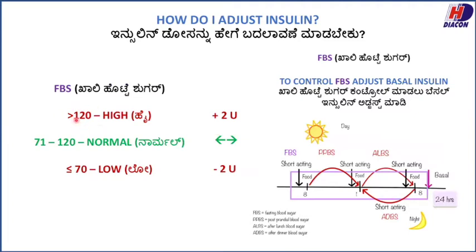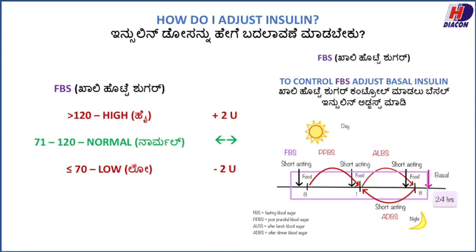If your fasting blood sugar is more than 120, let's say 140, 160, anything more than 120, that means the amount of basal insulin you've taken is not enough for you. Therefore, your fasting is high. So what do we do then? We increase the basal insulin dose by 2 units. So if you're taking 20 units, it becomes 22. Or if you're taking 34, it becomes 36. So whatever your dose is, you add another 2 to that.